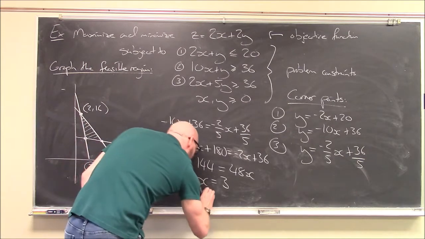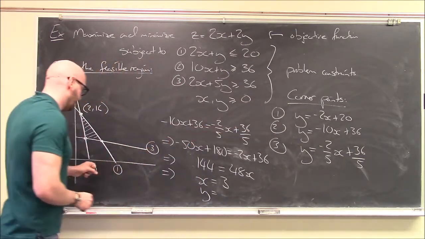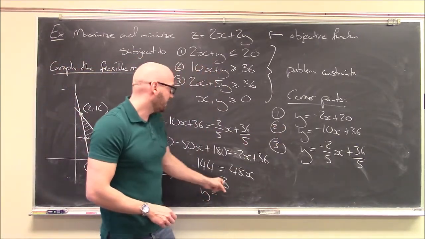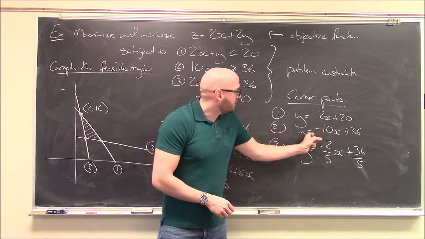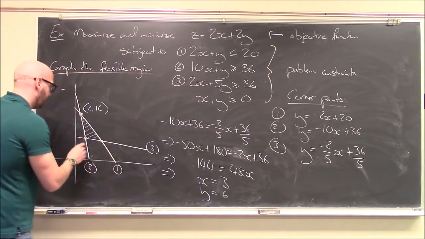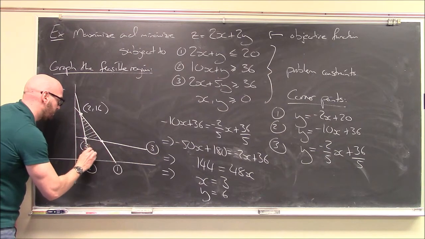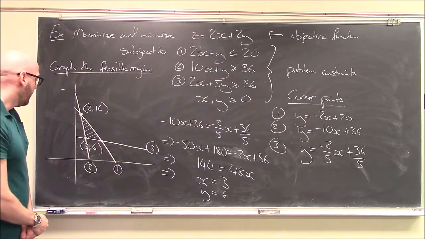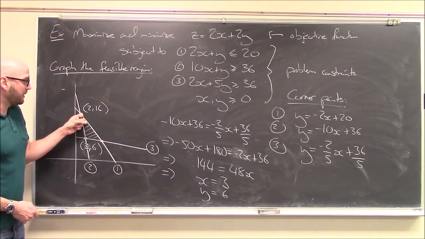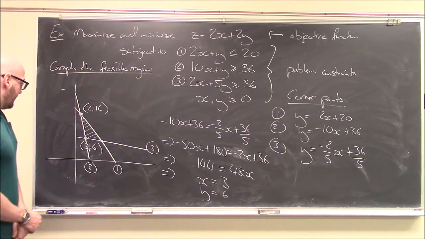Cool, so what's y? Well, plug x into either one of these equations. What are we working with? We're doing the intersection of 2 and 3. So plug x equals 3 into equation 2, and we've got y is minus 30 plus 36, which is 6. So this corner point here is 3 and 6. Looks like a reasonable number. I would expect it to be just a little bit to the right of the x value of the one above it. So this was x value 2, this is x value 3.